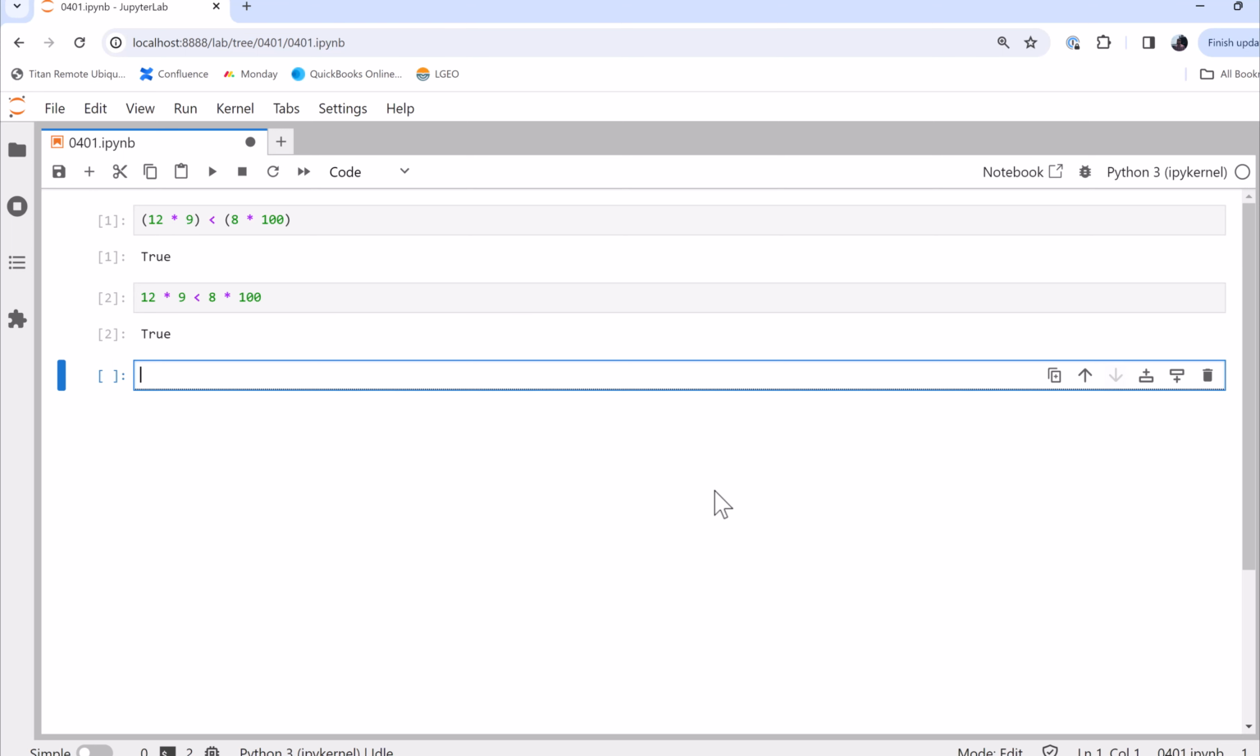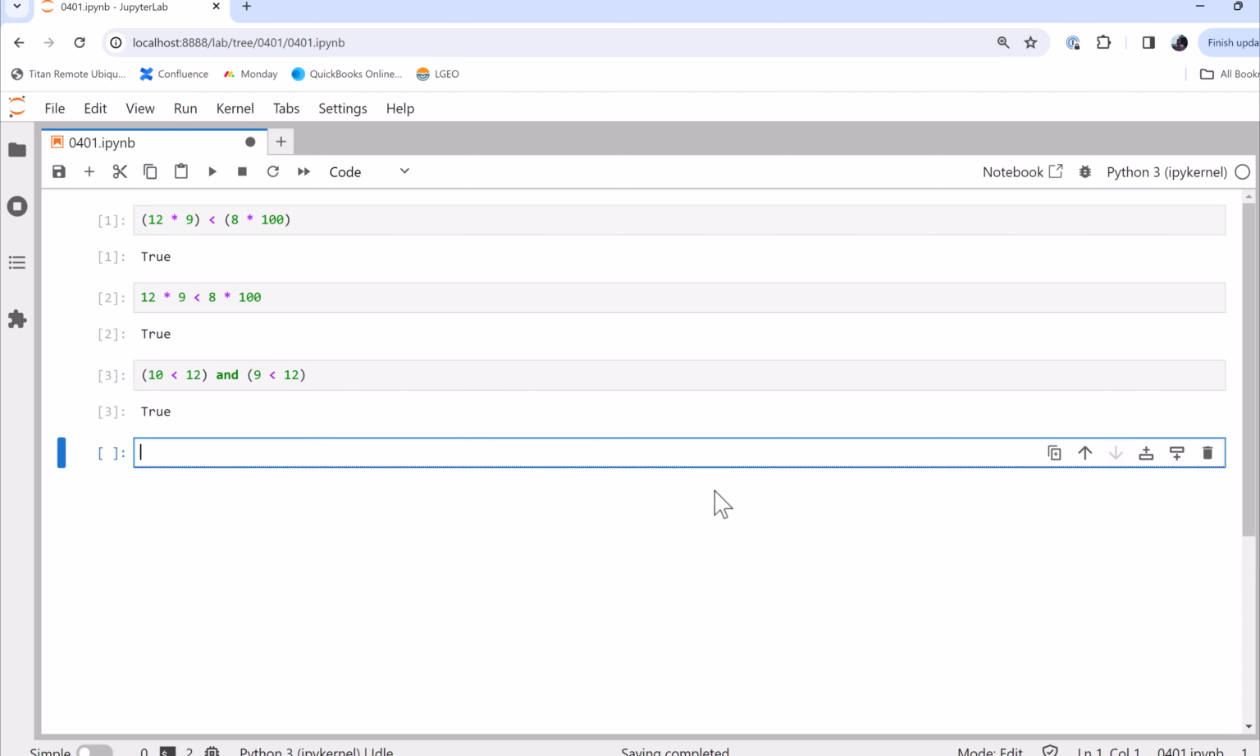Now what if I want to take two statements that have some sort of comparison in them and see if both of them are true? Okay, so 10 is less than 12, and 9 is less than 12. We know that both of these statements are true, so when we take true and true, the result should be true. So what about now?